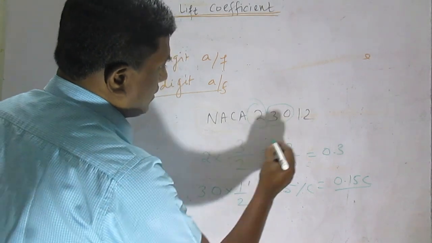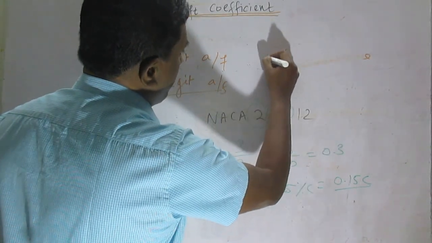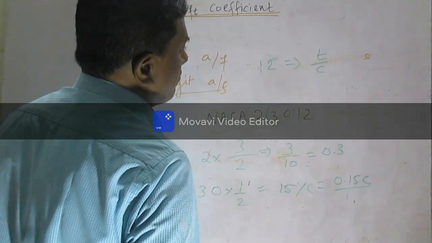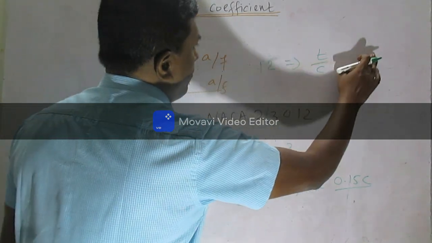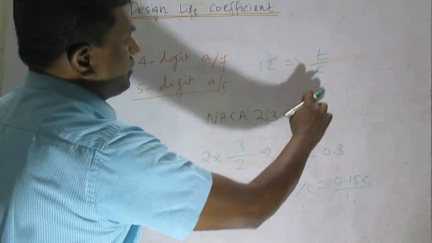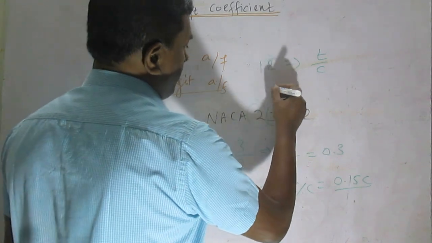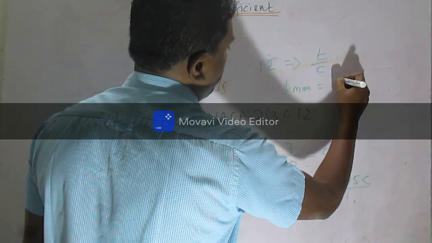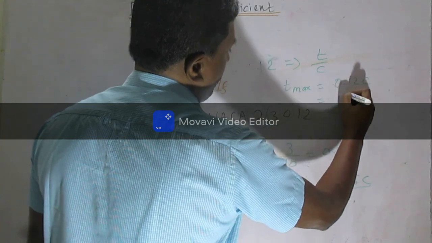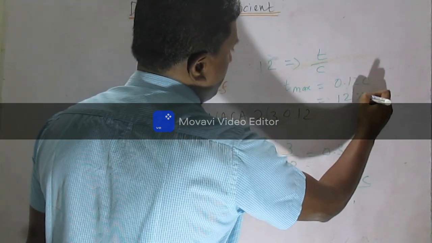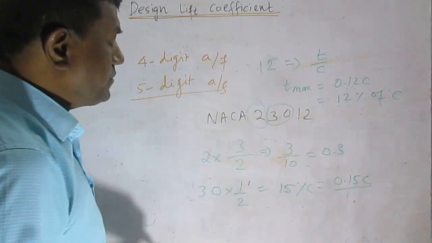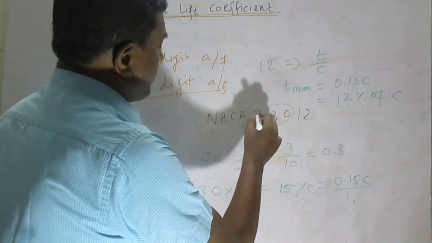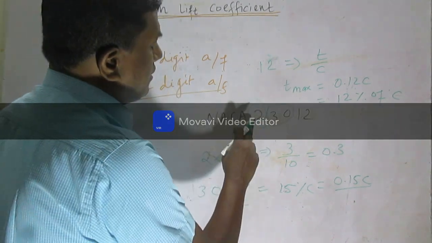The last two digits, as we know well, give the thickness to chord ratio. That means 12 is the maximum thickness in terms of the chord length. So T max is 12% of the chord, that is 0.12c. This is what we need to understand. In the NACA five-digit aerofoil, we have a design lift coefficient, and especially the first digit gives the design lift coefficient.